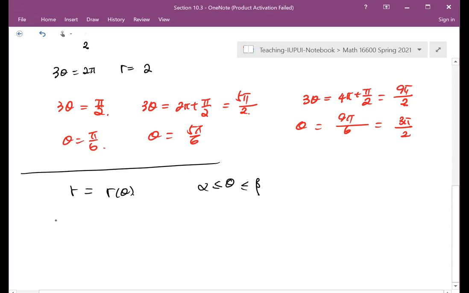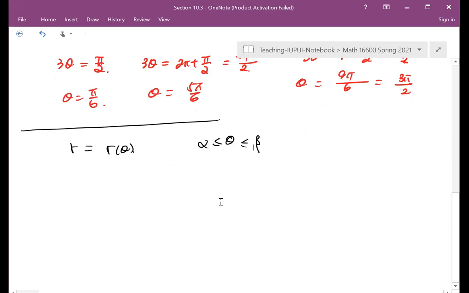So as long as you give an equation like that, you get a curve, right? The curve may not necessarily be closed. And this is how we draw the curve, right? Maybe it looks like that. And this is angle theta, so theta is between alpha and beta.